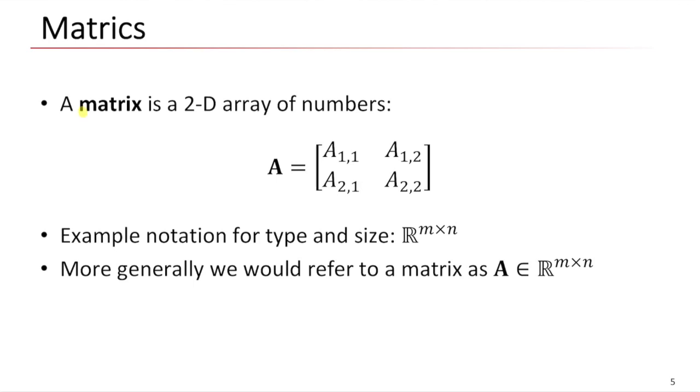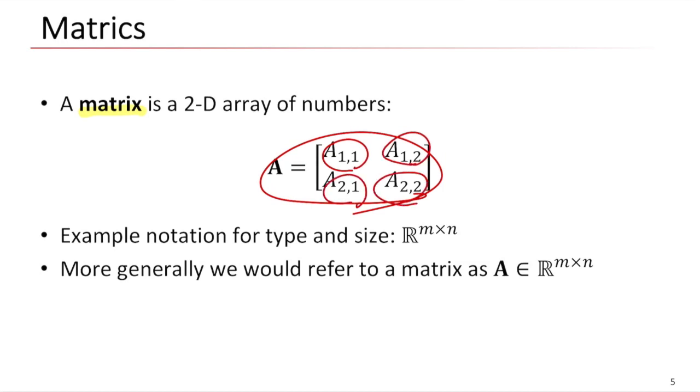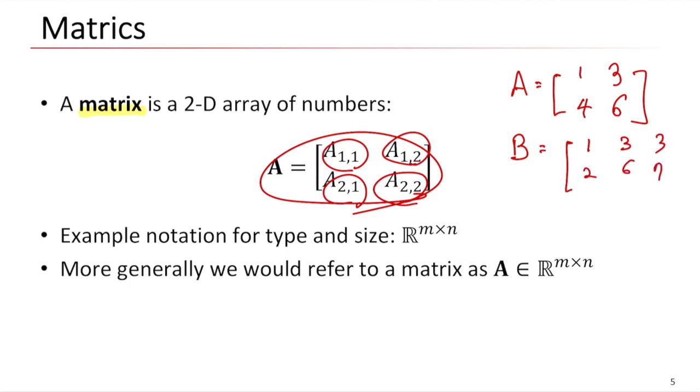Then what is a matrix? A matrix is a 2D array of numbers. For example, the matrix A is equal to A11, A12, A21, A22. For example, matrix A could be 1, 3, 4, 6. Or matrix B could have higher dimensional values like 1, 3, 3, 2, 6, 7, 0, 0, 0, 0, 1. This is the example notation for a matrix. It means the matrix consists of real numbers with an m by n size. What does m by n mean?